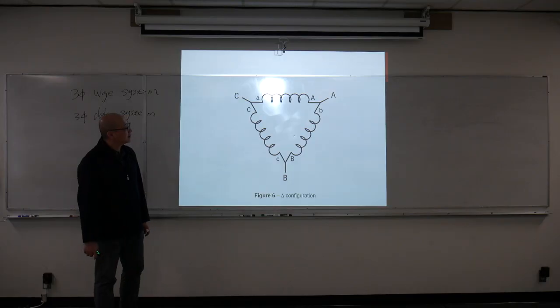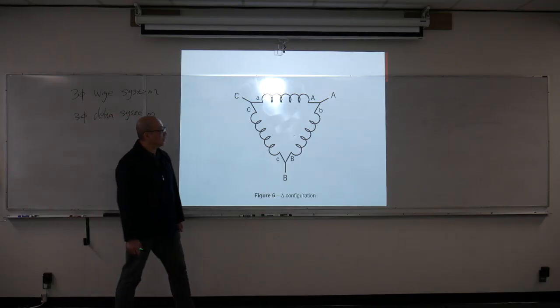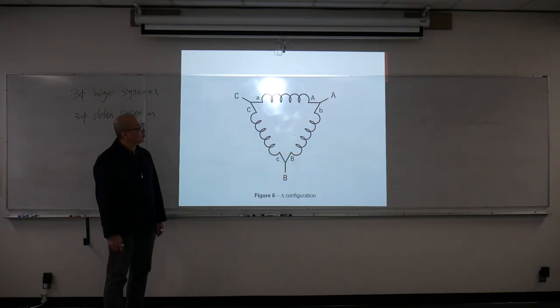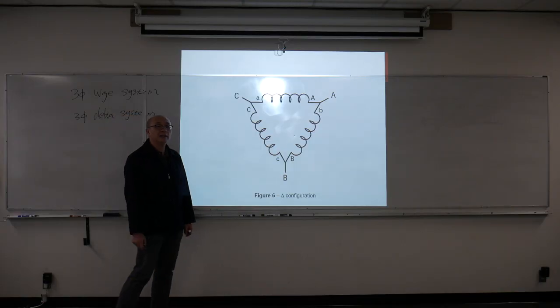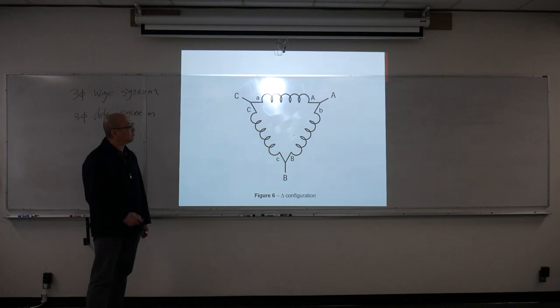If we connect the three phases, each to two ends of the winding together, then we have a delta system. Delta looks like a triangle, and that's where the name delta comes from. So we have the Y system and the delta system. We're going to talk about the Y system first.